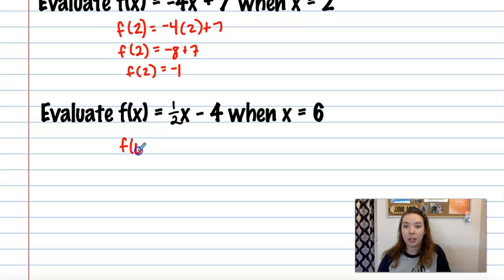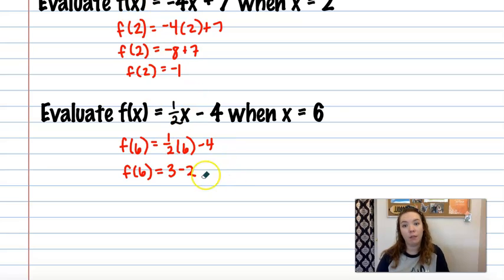I'm going to replace x with 6 for this one. So 1/2 times 6 is 3. Or half of 6 is 3, if you've never heard it that way before. Half of 6 is 3. 3 minus 4 is negative 1. So again, at this point we are finished. This is saying that we plugged in 6, we got out negative 1. This is not the same as 6f, where we would divide. Input of 6, output of negative 1.